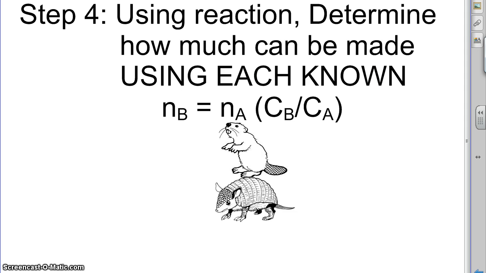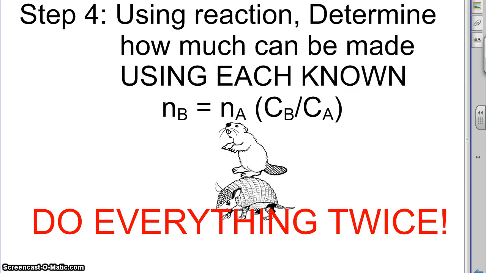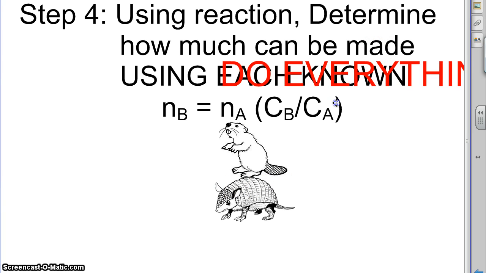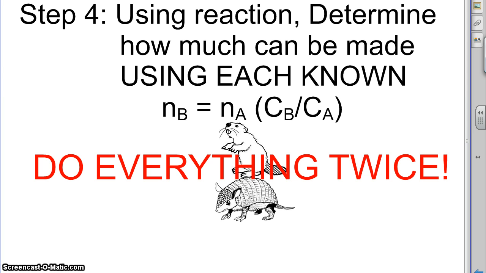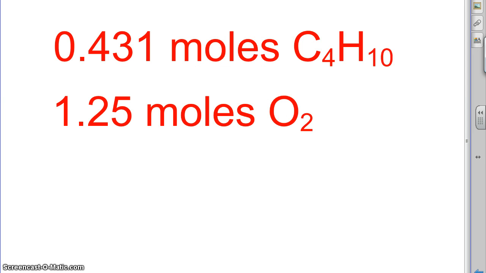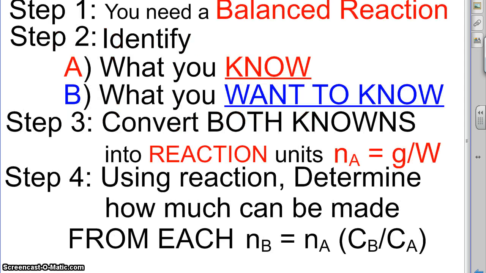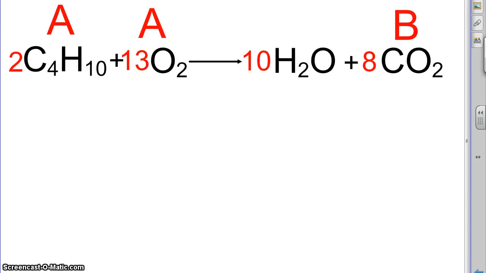We could use a reaction to determine how many moles of carbon dioxide can be made with each of those known quantities, beaver over armadillo, but we got to do everything twice. So let's do everything twice. So there's our moles of A for butane, and there's our moles of A for oxygen, and we're going to start from there. There's the formula in the context of the 5 steps, and boom.